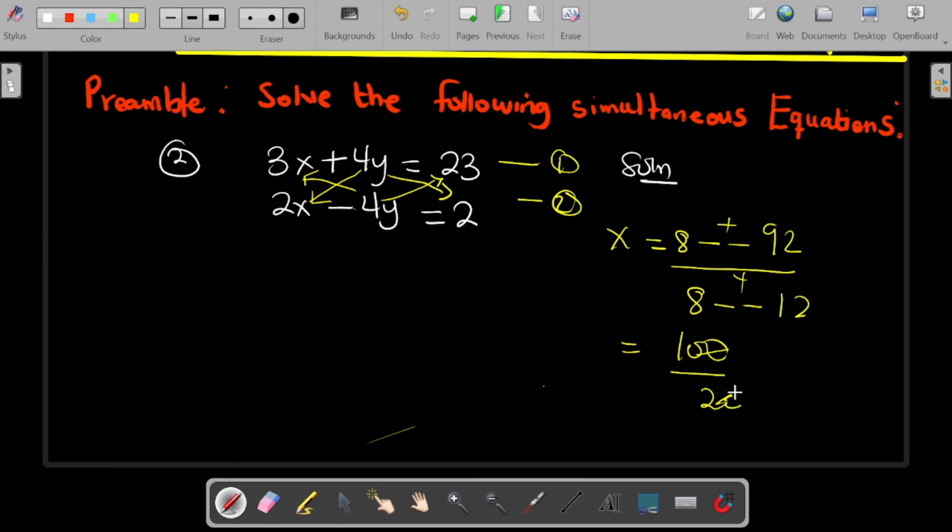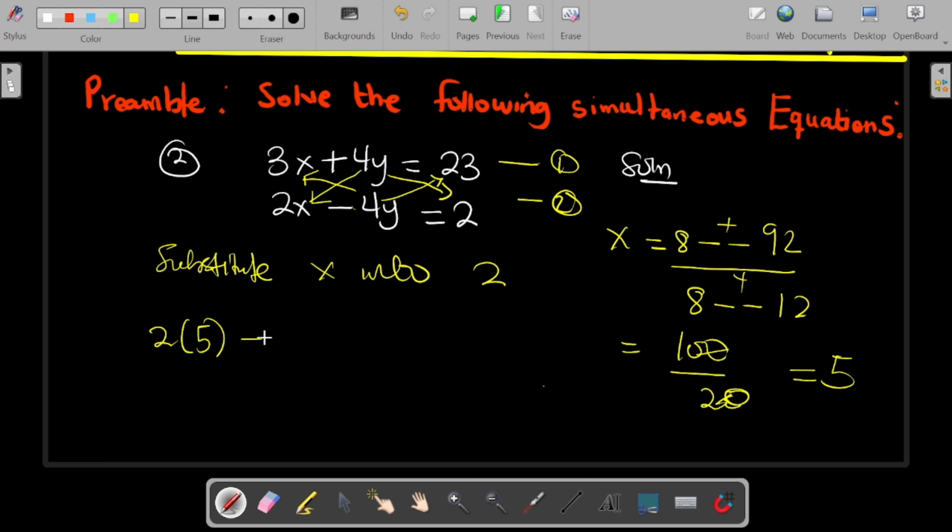Right. So we'll have 20, and then 20 will go into 100 how many times? 5 times. This means that our value for x is 5, and then from here we can come and substitute it into either of the equations. So in this case we will say substitute x into, we'll take equation 2. Okay, this is equation 2, so it means that 2 into bracket 5 minus 4y is equal to 2.